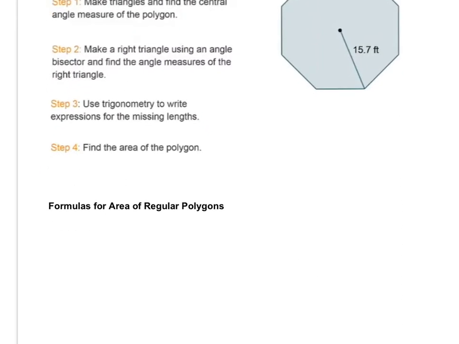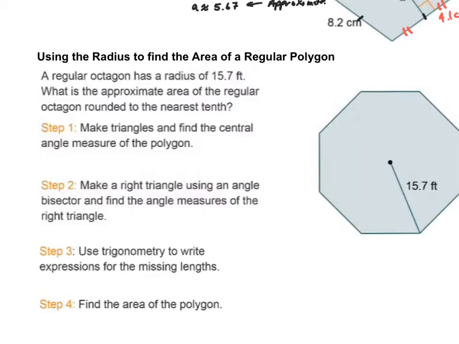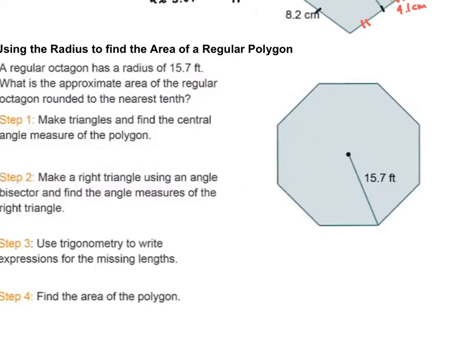Okay, so, using the radius to find the area of a regular polygon. It says a regular octagon has a radius of 15.7. So it gives us this octagon, and we know the radius is 15.7. It says, what is the approximate area of the regular octagon rounded to the nearest tenth? So now here's the problem: we're not given a side length, we're not given the perimeter, and we're not given the apothem. So we have a weird issue here.